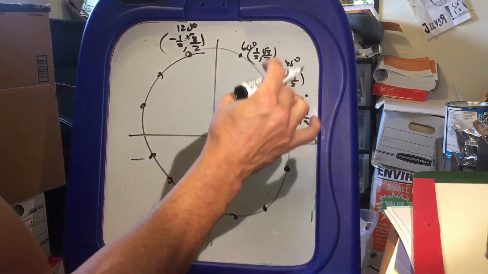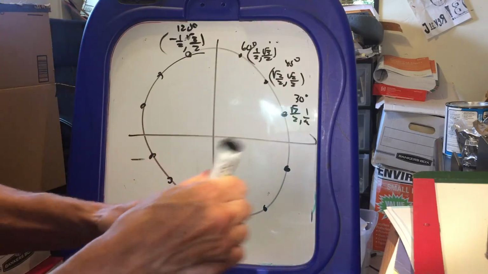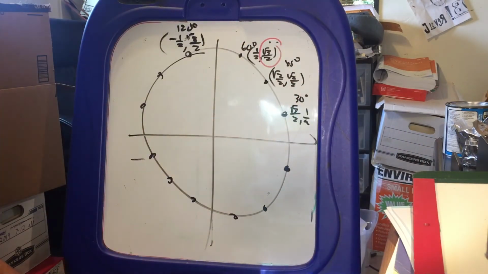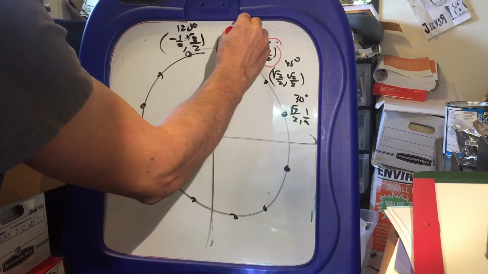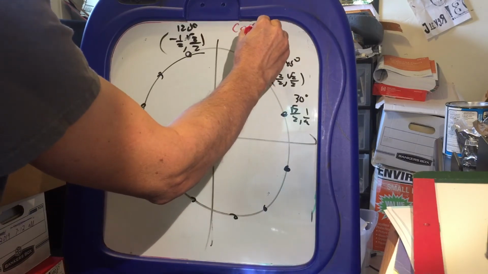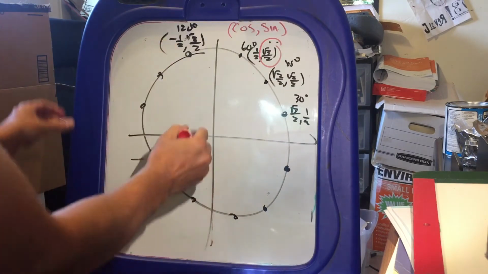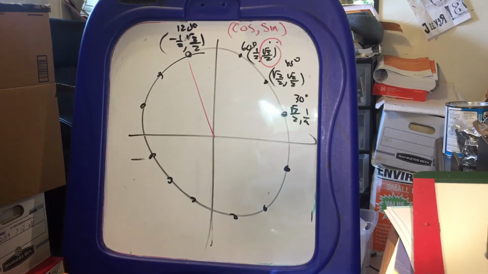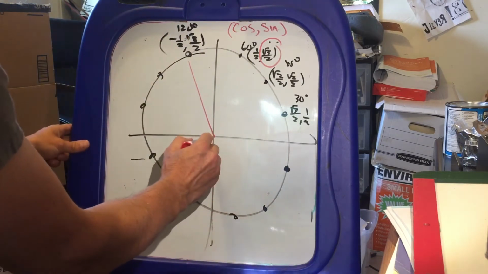Here's the question. What's the sine of 60 degrees? Sine of 60 degrees is the second number here. Okay, it's root 3 over 2. What's the cosine of 45? The first number is the cosine. Again, it goes like this. Cosine is the x, sine is the y. What's the sine of 120 degrees? Here's 120 degrees. The sine is root 3 over 2. What's the cosine of 120 degrees? Negative 1/2.